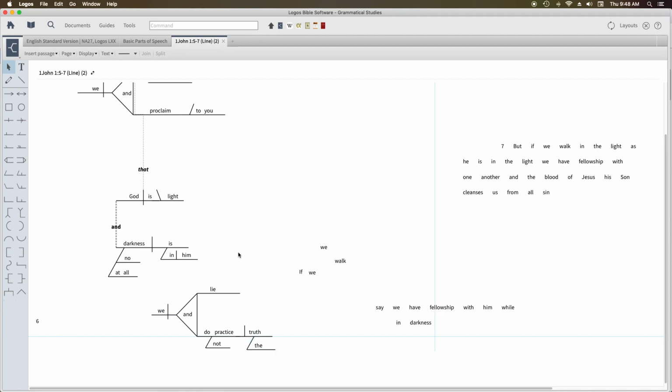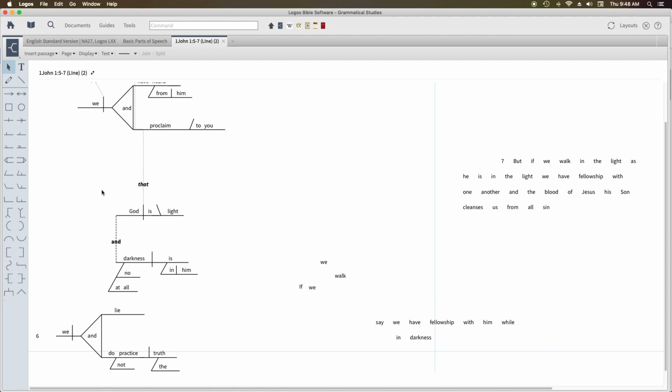Okay, so we've got our main subject and our main verb. So we lie and practice the truth, and then we want to do our conditional. If we say we have fellowship with him while we walk in darkness. So we got two subordinating conjunctions here.